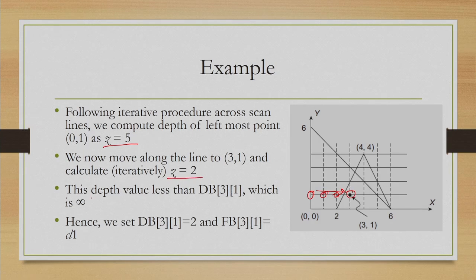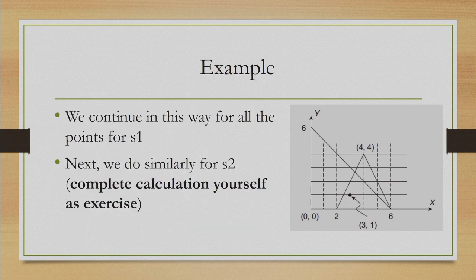2. Now, this depth value is less than the already stored value, which is infinity. So, we set this value at the corresponding depth buffer location and then reset the frame buffer value from background to the color of surface 1. Then our processing continues for all points, but those are not of much relevance here because we are concerned only with this point. So, we will skip that processing.